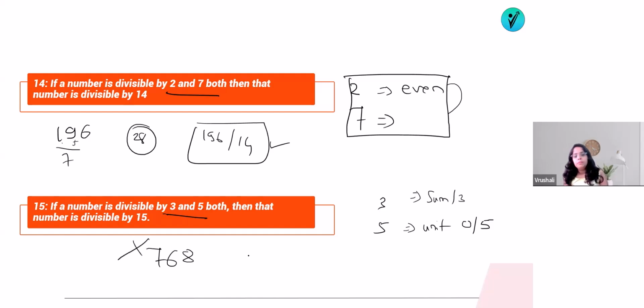But if I took a number, for example, 395, now what will be the sum? 3 plus 9 is 12, 12 plus 5 is 17, which is not divisible by 3. So it won't be divisible by 15. But you can take another example.